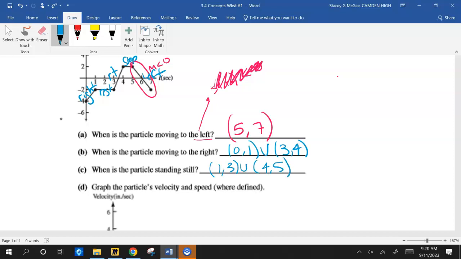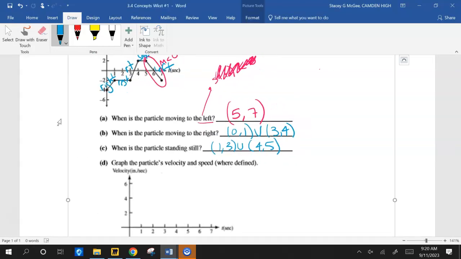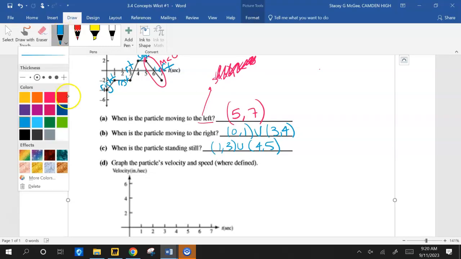This is the actual problem. This is what you're going to do tonight. This is how we're starting with it. This one says to graph the particle's velocity and speed. So let's do velocity first.